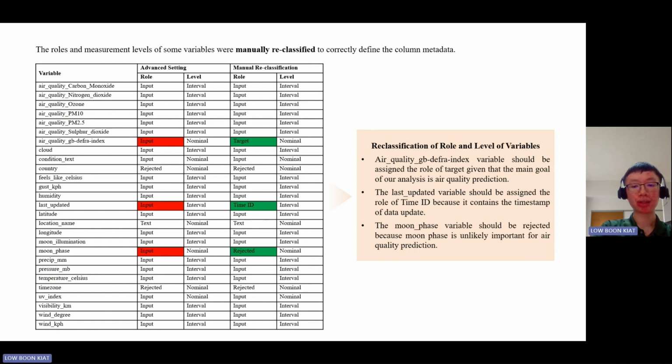The roles and measurement levels of some variables were manually reclassified to correctly define the column metadata. The air quality index variable was assigned the role of target, given that the main goal of the analysis is to predict air quality index. The last emitter variable was assigned the role of time ID because it contains a timestamp. The moon phase variable was rejected because the moon phase is not important for air quality prediction.